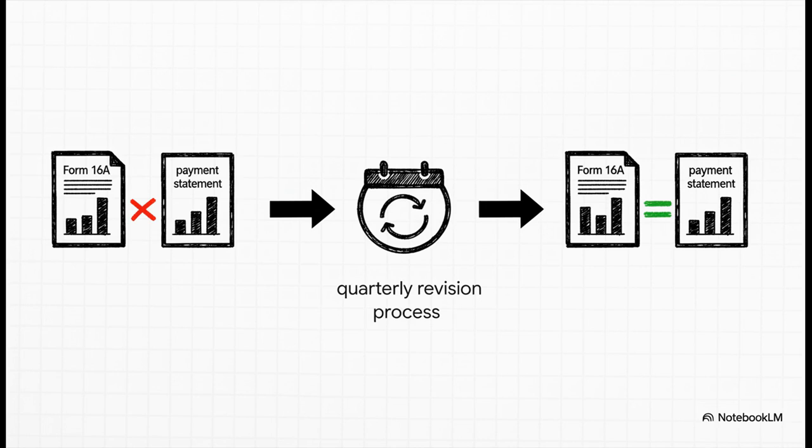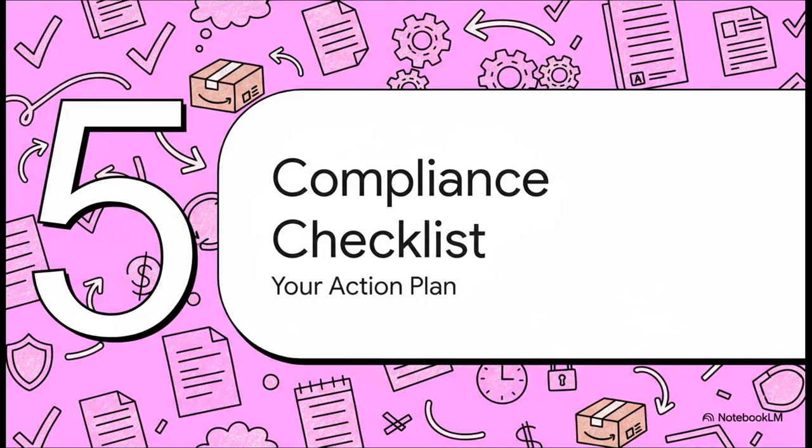So the crucial point is this. The mismatch you're seeing is temporary. It's a feature, not a bug. The numbers will eventually line up perfectly once Amazon completes its quarterly revision process. Your Form 16A is kind of like a living document that gets updated to tell the full story by the end of the year.